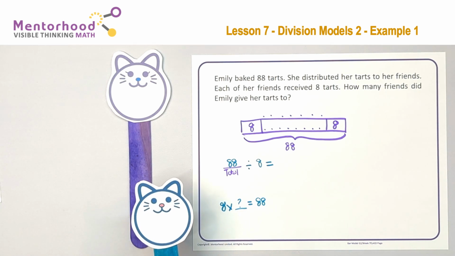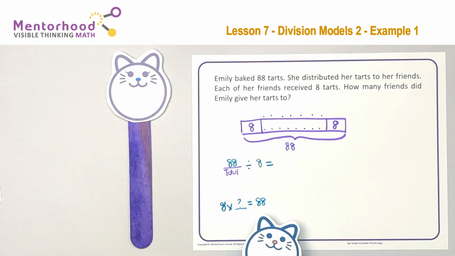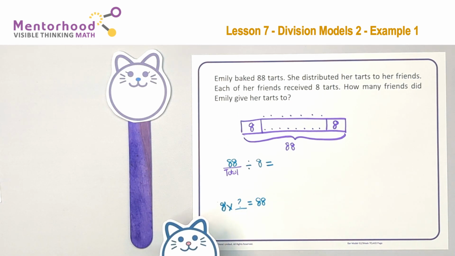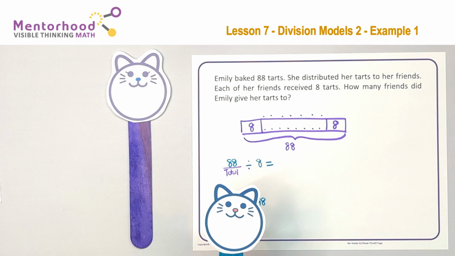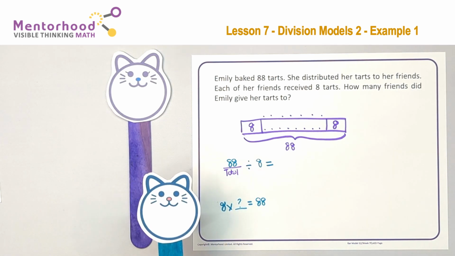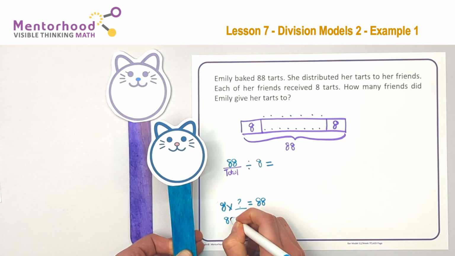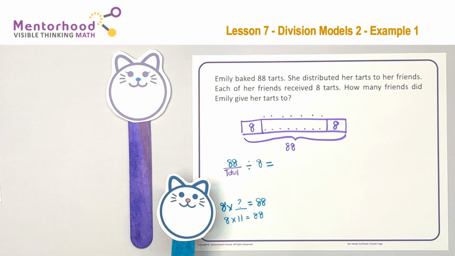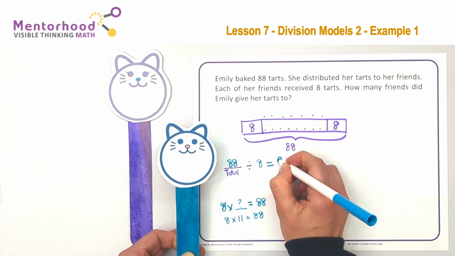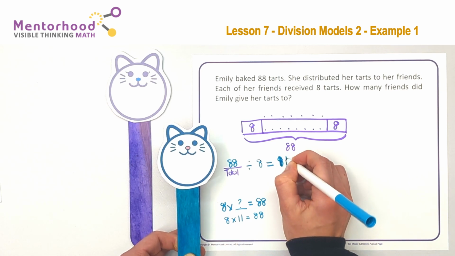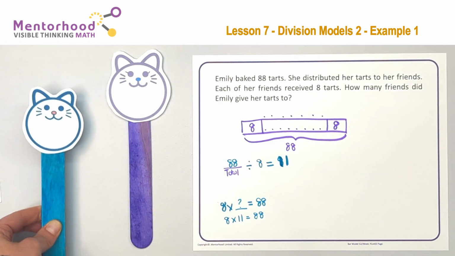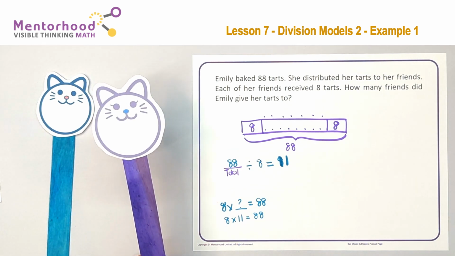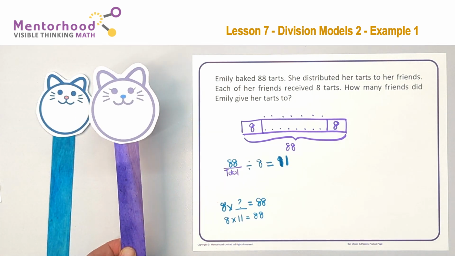Oh boy, this is actually one of my favorite multiplication tables. It's the double-digit one, because this is 88. They're both 8s. What multiplication table do I know that makes the number repeat itself? Do you know? It's the 11s. 8 times 11 equals 88. So that must be my answer from my division sentence. Right? That is correct. She would have given her tarts to 11 friends.